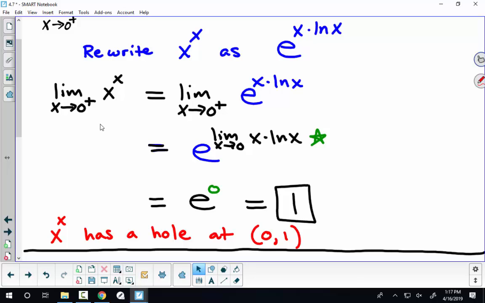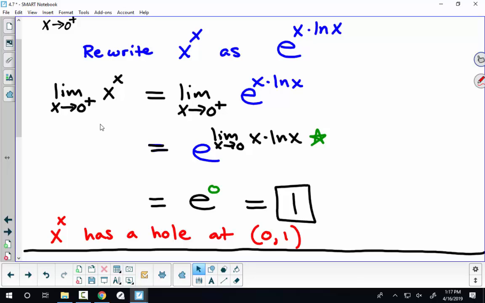Yeah, I'm just kind of wondering, I know the logic to this, but for the graph of x to the x, when it comes to 0 over 0, is there already a hole there?